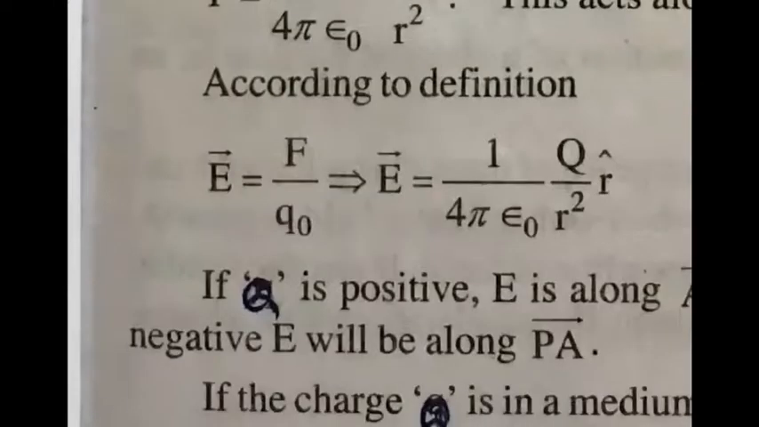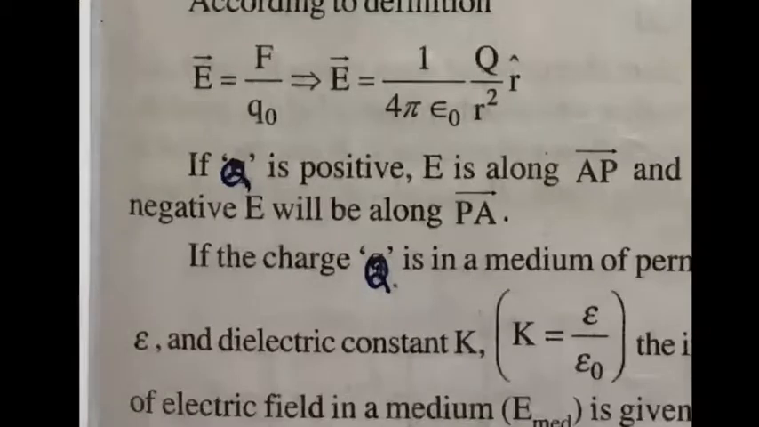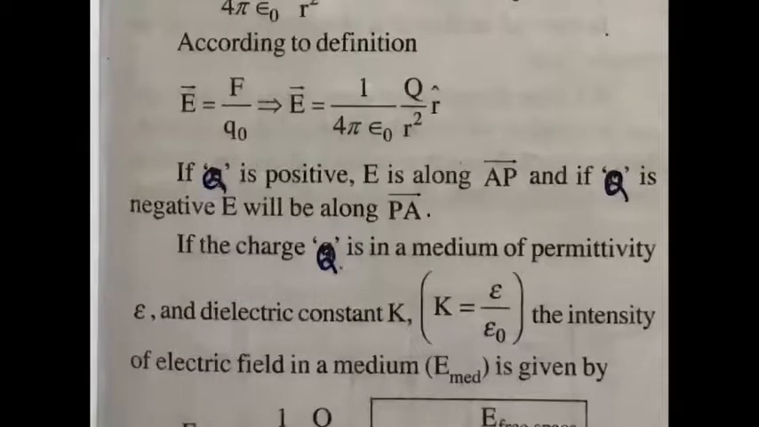Then by the definition of electric field intensity, we can write E bar equal to F by Q0. That means E bar equal to 1 by 4 pi epsilon naught Q by R cap. And here we already know that if capital Q is positive, E is away from the charge. That's why in the diagram we can say it is along AP bar. And if capital Q is negative, E bar is along P to A bar, that is towards the charge. Now, in the first situation, we have explained the electric field intensity in vacuum. That means the initial charge capital Q is placed in vacuum or free space.